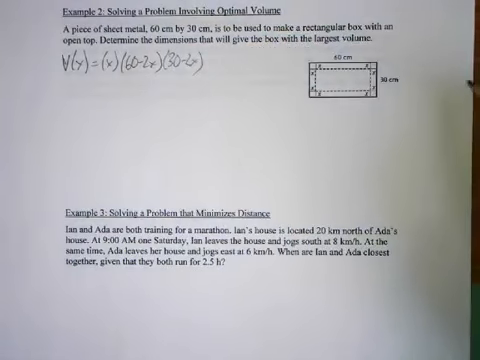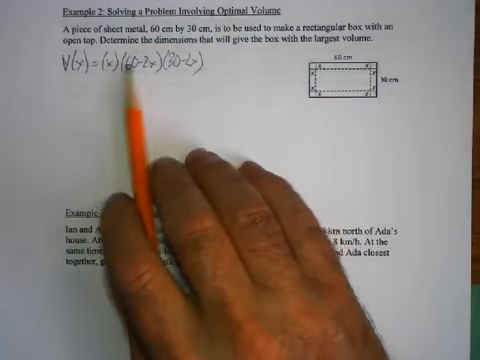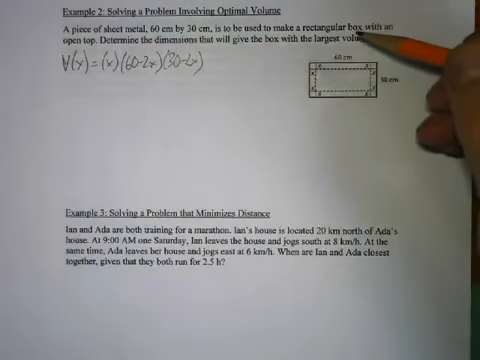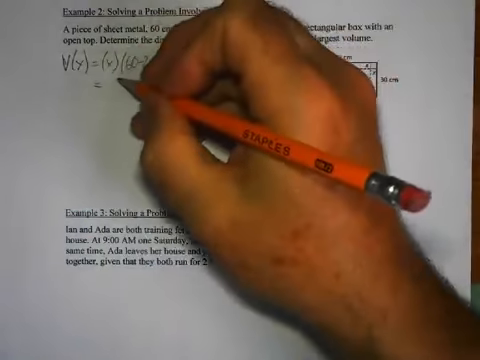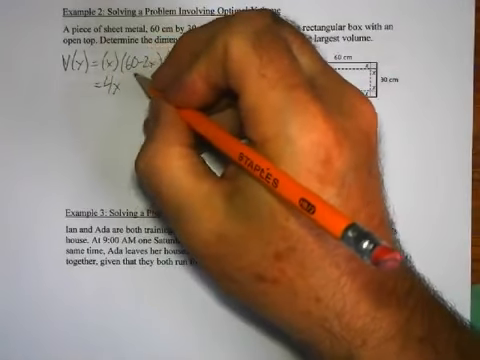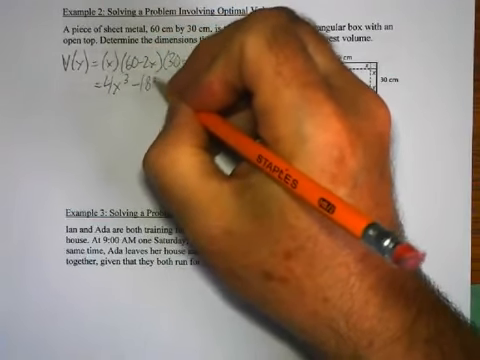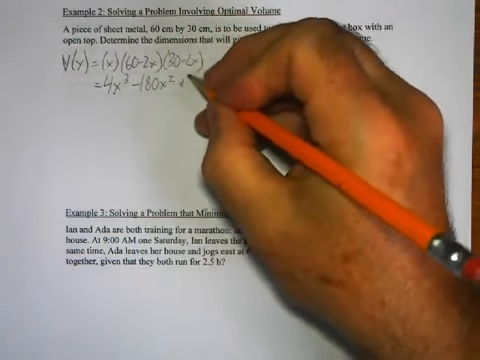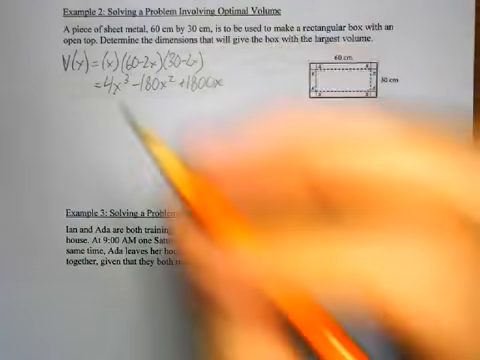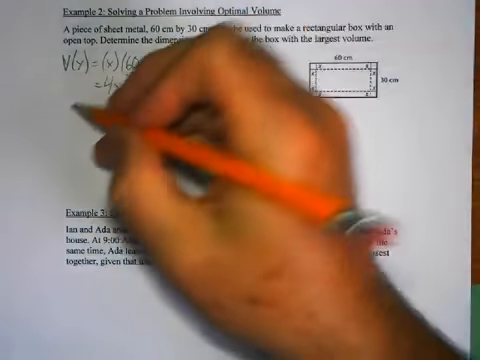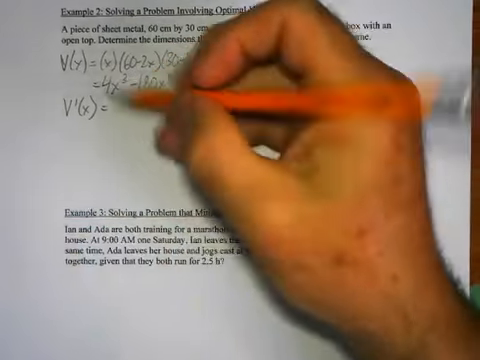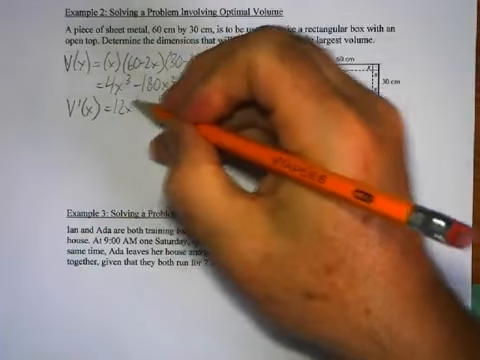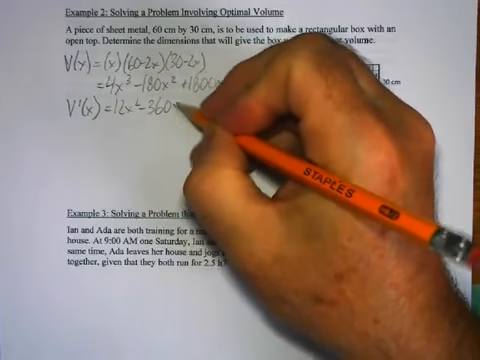Now, you actually could take the derivative of that using the product rule a couple of times, but I personally would expand this out. And when you do that, I'll just skip to the fully simplified version. 4x cubed minus 180x squared plus 1800x. That's the volume. And now we're going to take the derivative, V prime of x. It's a lot easier to take derivatives when it's just a polynomial. So 12x squared minus 360x plus 1800.